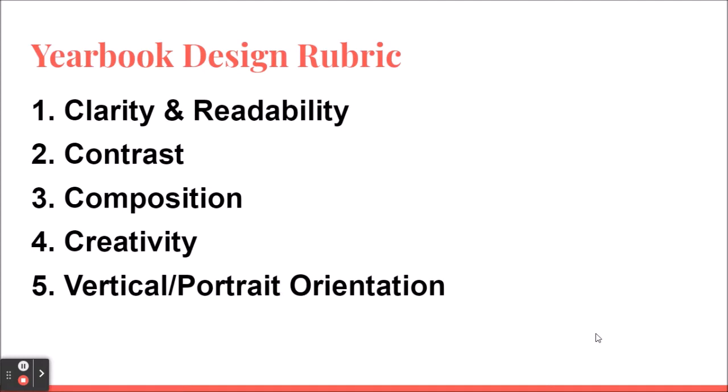So for your yearbook design, you should think of these things. The first is clarity and readability. How well can you read it from afar, and is it clear what you are reading or even seeing? Contrast. Are you making some things pop out so that they are noticeable? Composition. How did you arrange the text and images on your design? Creativity. How did you use our theme to create an interesting visual for our yearbook theme? And then also that this should be vertical or portrait orientation, which means it should be up and down.